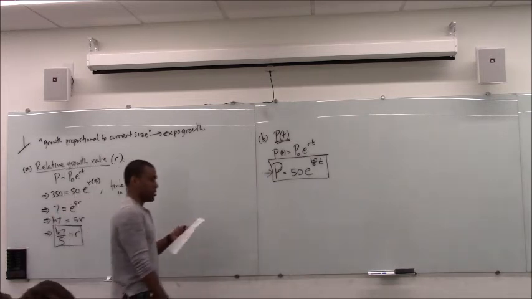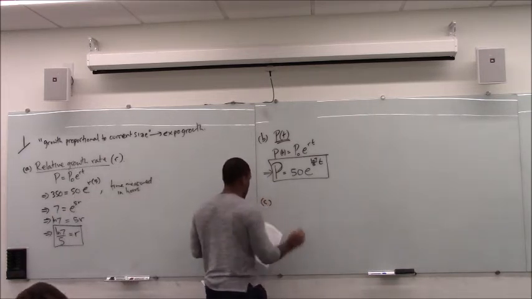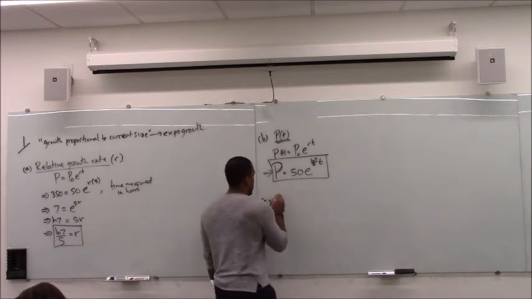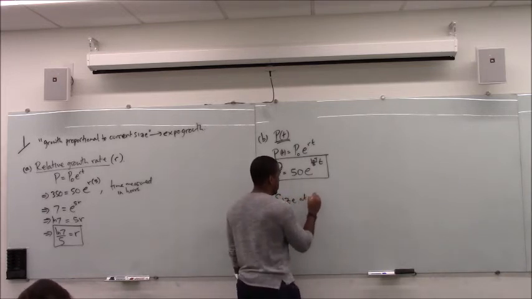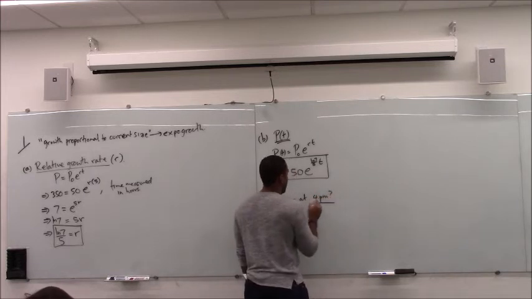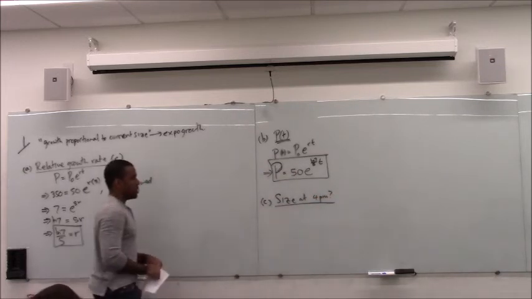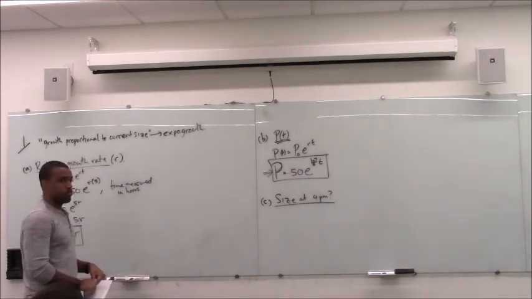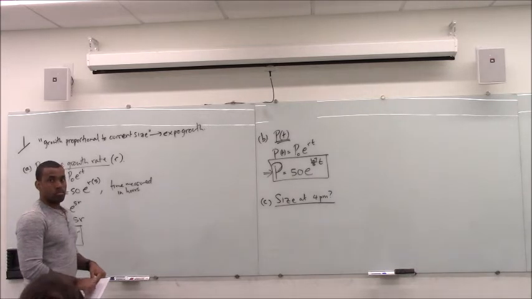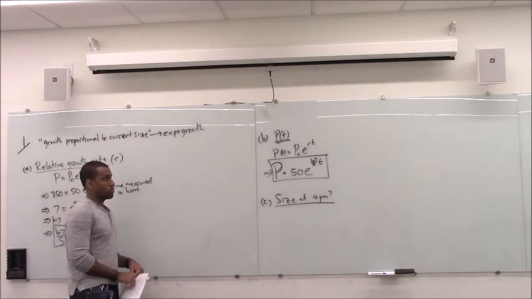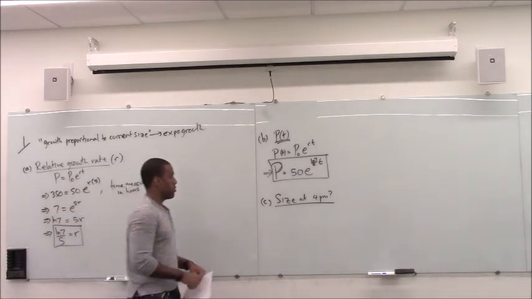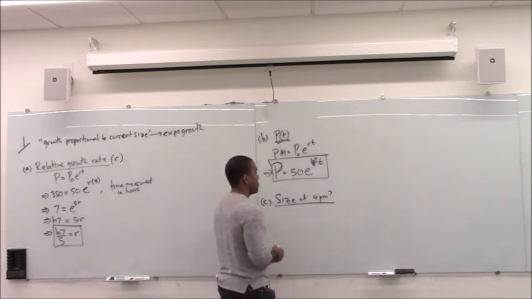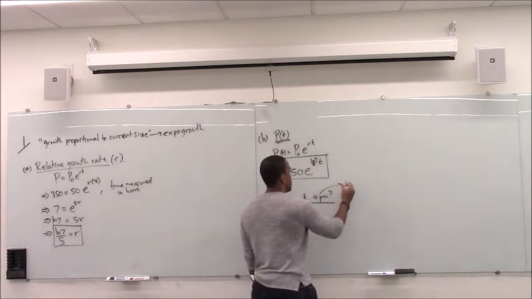What's that? C. What is the size at 4 p.m.? So how many bacteria would we have at 4 p.m.? Yeah, Mark? You could use that equation, but plug in 6 for T. Here, T equals 6 hours.